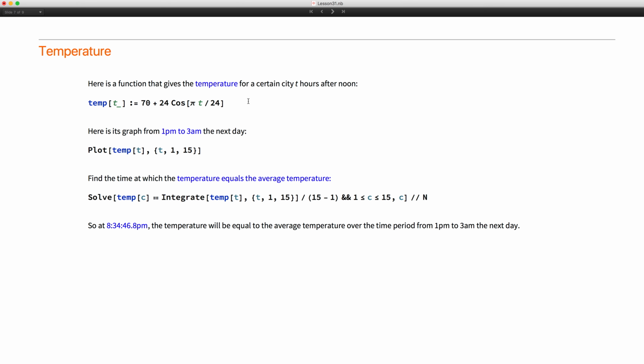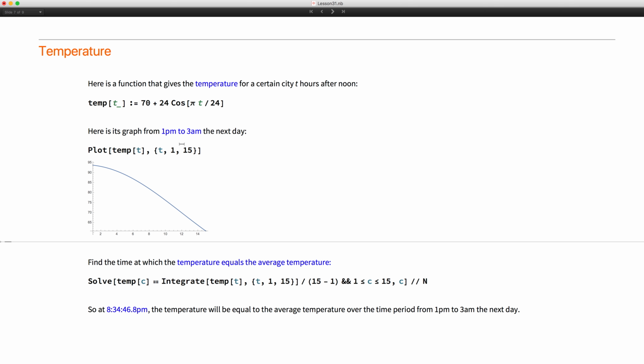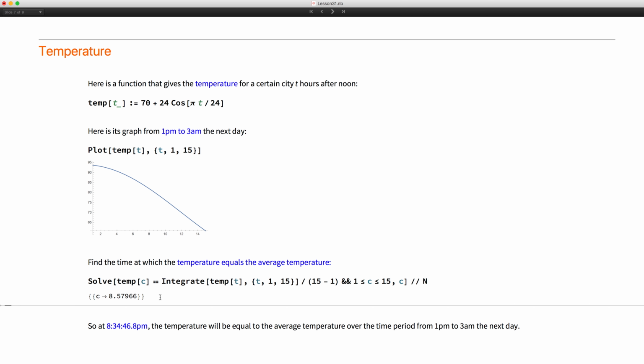So as an application of these ideas, here's the temperature for a city t hours after noon. You plot the temperature from 1 p.m. to 3 a.m. And the question is, is there a time at which the temperature equals the average temperature? And the answer is yes. Just solve the equation and you get back that c is about 8.57. That's in hours. So that means that at around 8:34 p.m., the temperature will be equal to the average temperature over the time period.